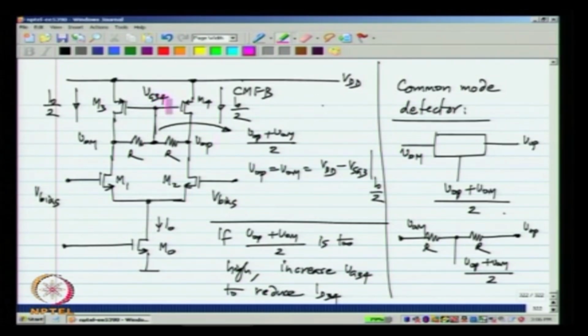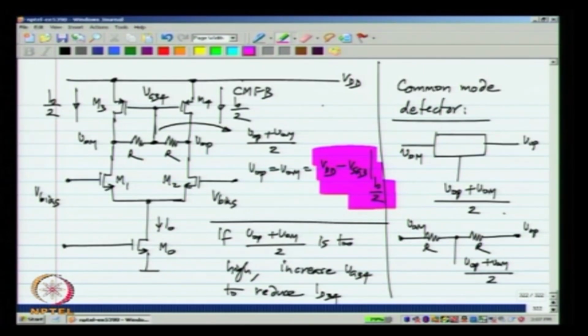If this voltage is higher than that, that means that the current here is too low and the voltages VOP and VOM will be pulled down. If this voltage is lower than what I mentioned here, then the current in M3 and M4 is higher than I naught by 2 and these voltages will be pulled up. So, in this case the output common mode voltage will get stabilized to this particular value.